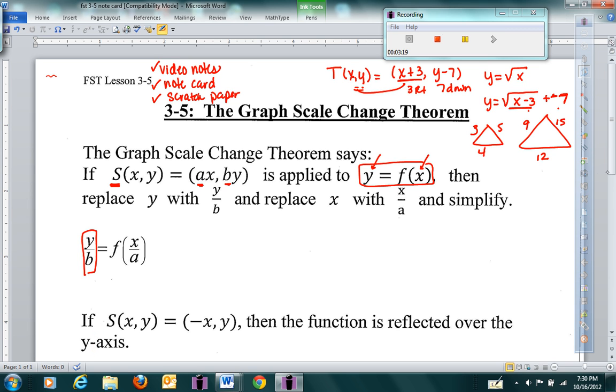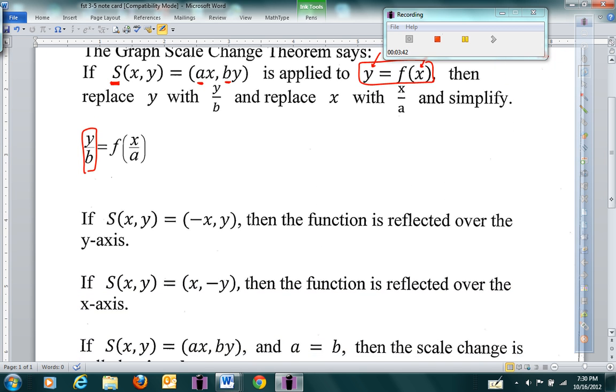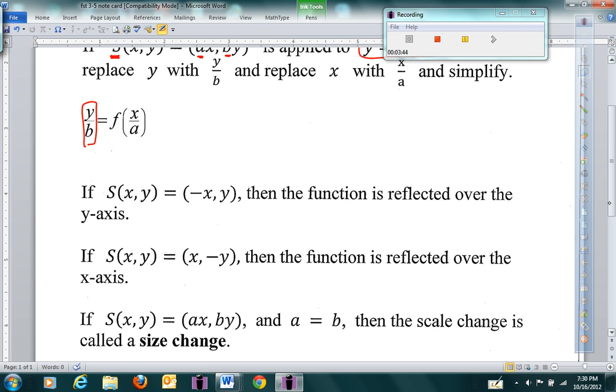Okay, now once you get all that written down, there's a few other little things that you might want to know, and they are these 3 things. If the scale change x comma y presents itself with a negative sign in front of the x, so put a negative in front of the x, then that function is being reflected over the y-axis. So an example of that would be, let's say I had this parabola, and I had a negative sign in front of my rule, well then it would become a parabola here, reflecting over the y-axis, wouldn't it?